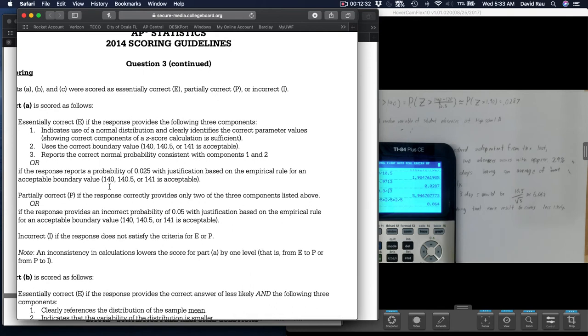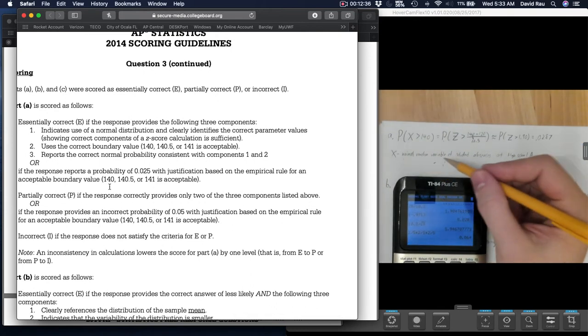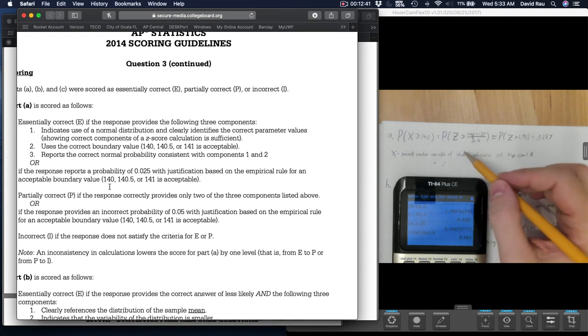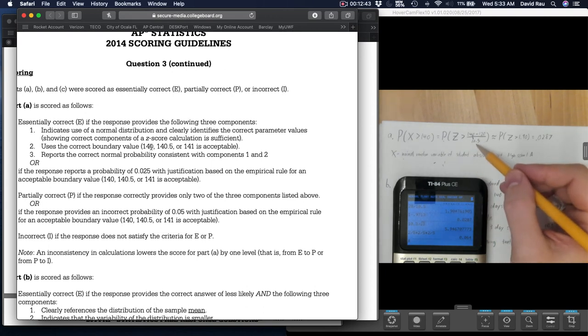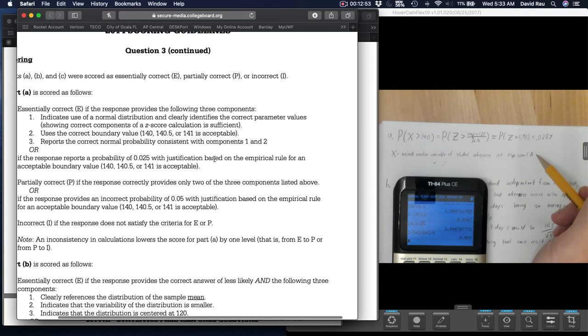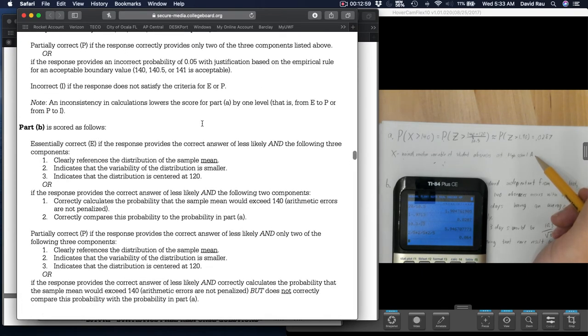So let's get into the specifics. Did I indicate that I was using a normal distribution? Yes, I did. Did I show the components of a z-score? Yes, I did. Did I use the correct boundary values? Yes, I did. Did I report the correct probability? Yay. Okay. Now they also go through the empirical rule, but you might not see it that way.